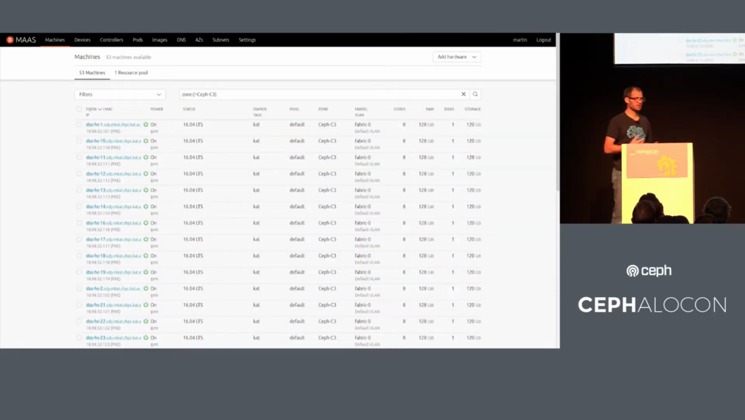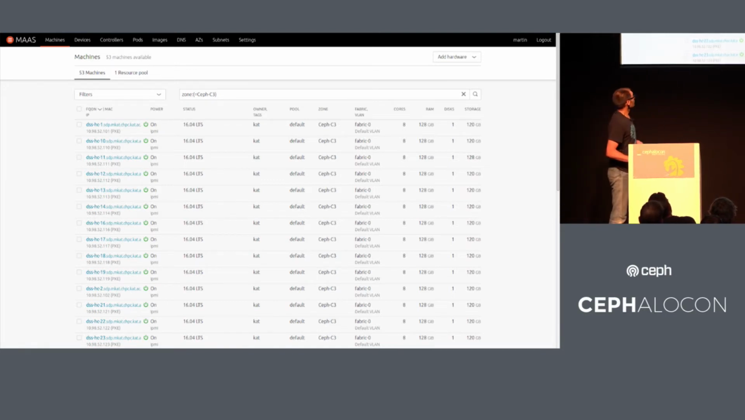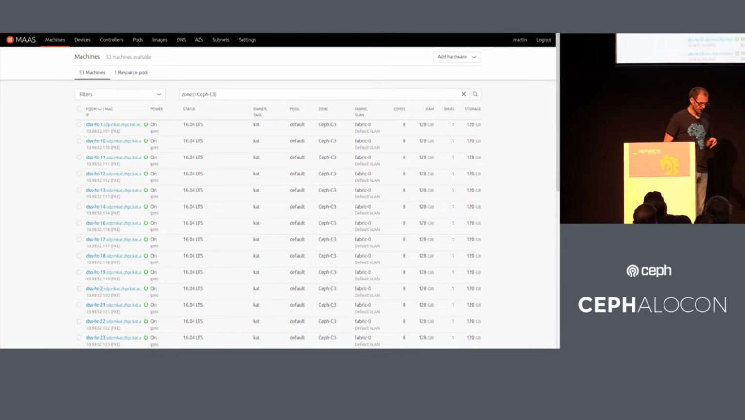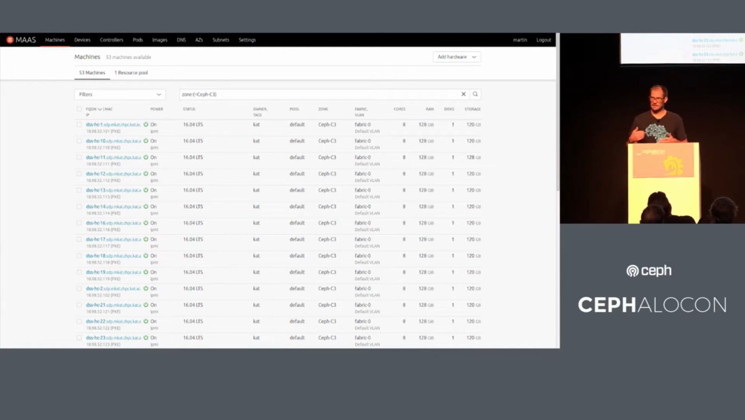From here on, I'm just going to show you a couple of screenshots of the tools we use. Don't worry, they are all from test clusters, so nothing here is from production. There are also no coherent names, for the people who read very fast. So this is MAS.